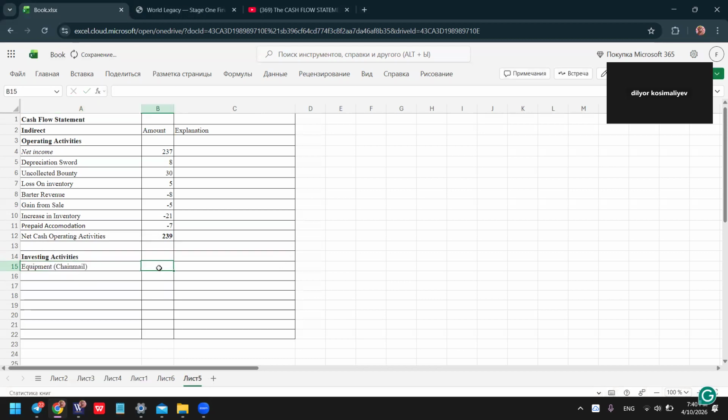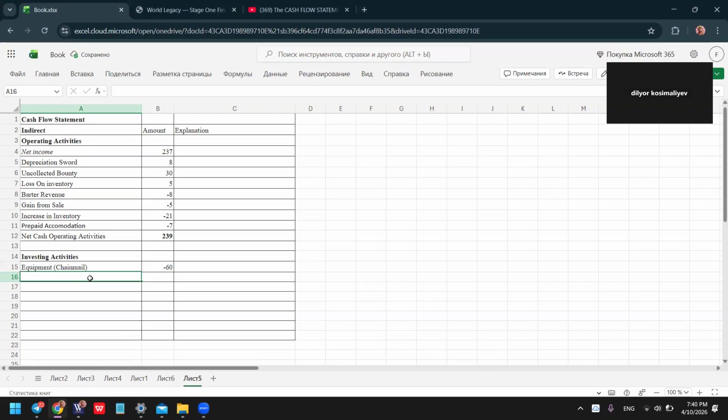So we do it here as -60. So it's cash outflow because we spend money for it. We spend money for fixing our armor. And why is it in investing activities? Because she needs her armor to get fixed, right? So that she can continue grinding.